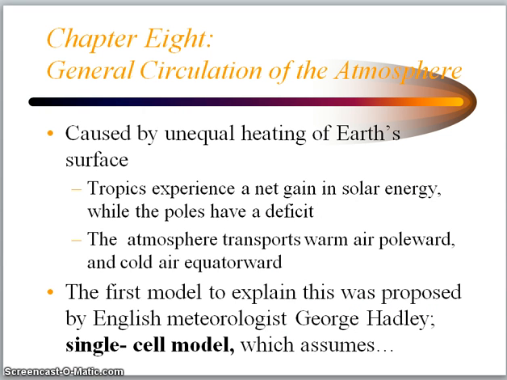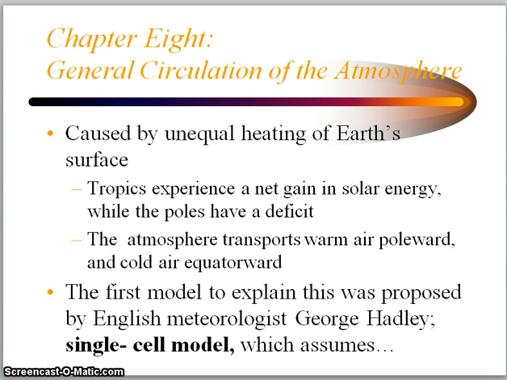The general circulation of the atmosphere is caused by unequal heating of Earth's surface. You know that Earth is tilted 23.5 degrees in the plane of the ecliptic, and that's why we have seasons. Land is heated up differently than water is. We talked about how water has a specific heat about 3 times more than land. And so we've got this unequal heating going on. Obviously, the tropics experience a net gain in solar energy, while the poles experience a net deficit of incoming solar radiation. The atmosphere and the ocean currents work together, but mostly the atmosphere, transporting warm air poleward and cold air equatorward.